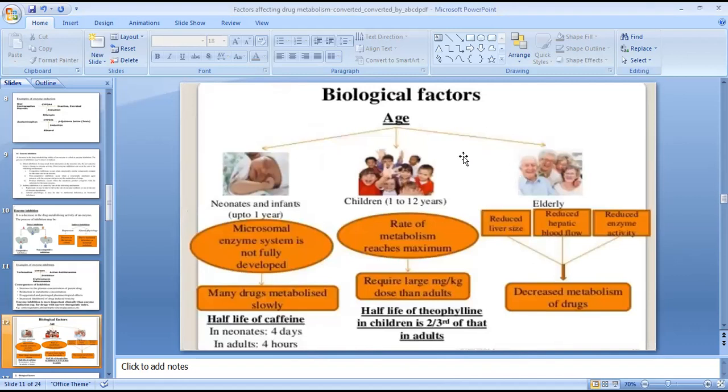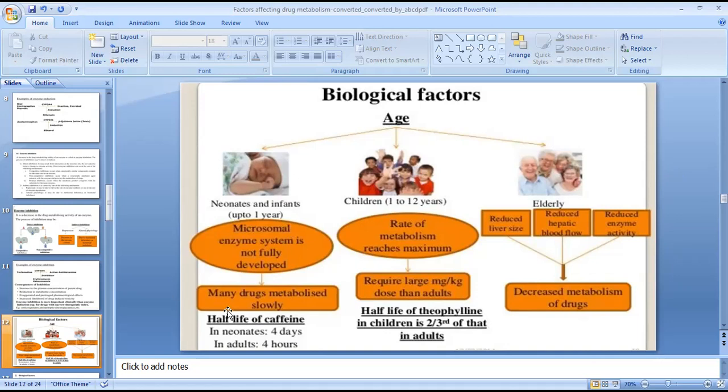Now the next factors are biological factors. Biological factors are divided into various categories. First factor is age. Now we are going to divide the population into different classes, that is neonates below 1 year, children from 1 to 12 years, and above 12 years we are going to take them as elderly. Now what happens in the case of neonates?